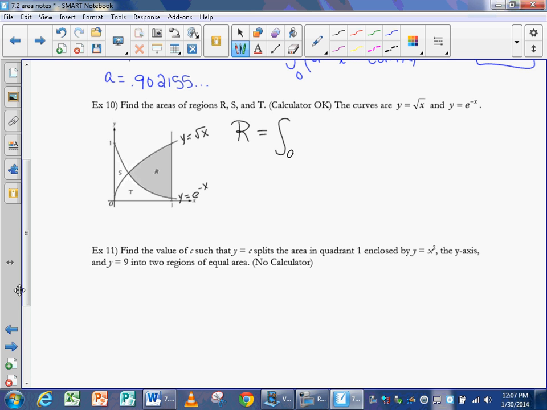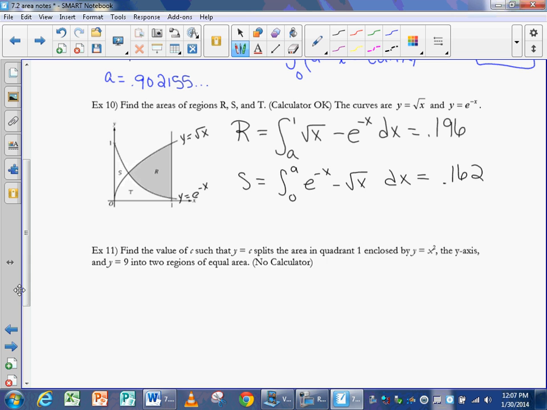And welcome back. Your area for R is going to be 0.196. Your area for S should be 0.162. And the area for T should be two separate integrals. And you get 0.471. I kept using A again because I kept using that intersection that is previously unknown. As long as you identify what A is somewhere in your problem, feel free to use it as a boundary.